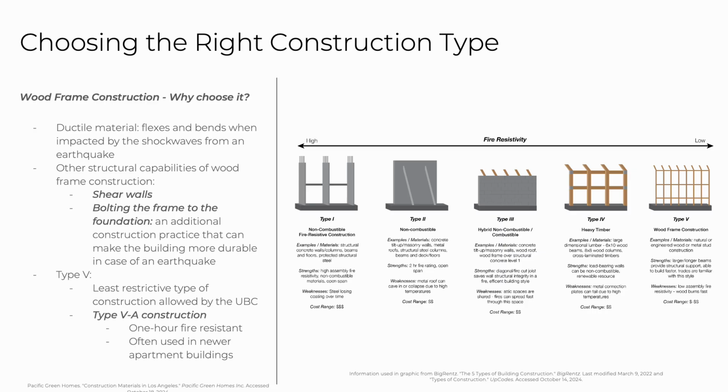After studying different construction types and the surrounding context of LA, the construction type used for this building is Type 5A, which is wood frame construction. The ductile material flexes and bends when impacted by an earthquake and allows for the use of shear walls and can be bolted to the foundation for extra precautions when thinking about earthquakes.